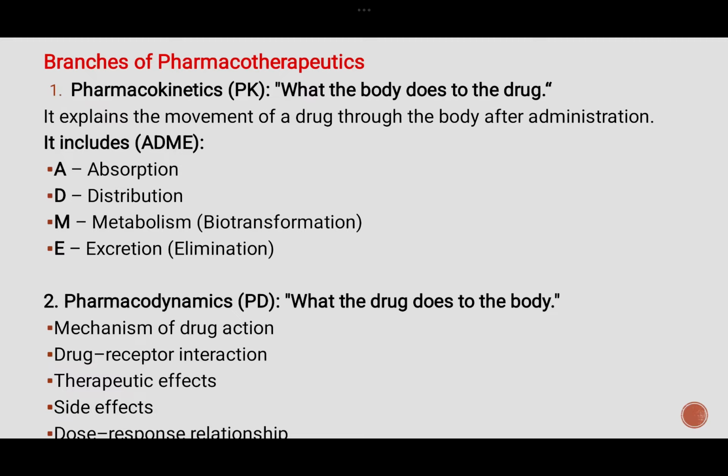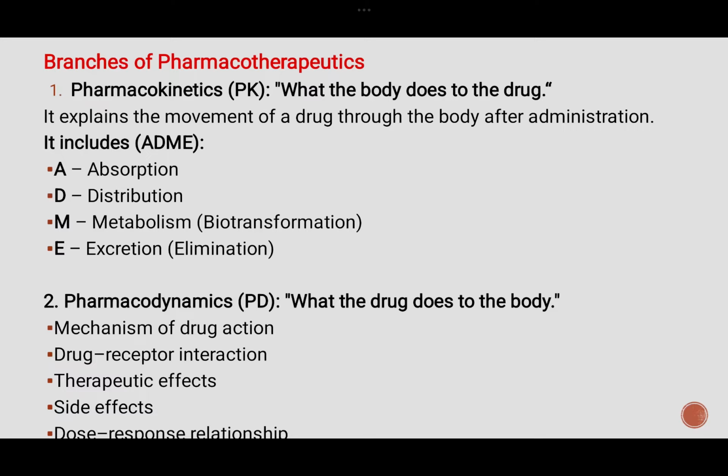Simply remember, absorption means entry of the drug into the bloodstream. Then second one is distribution. After entering the blood, the medicine travels throughout the body. Blood carries the medicine to different organs such as brain, heart, liver, kidneys, lungs and muscle. This movement of drug from the blood to different body tissues is called as distribution.